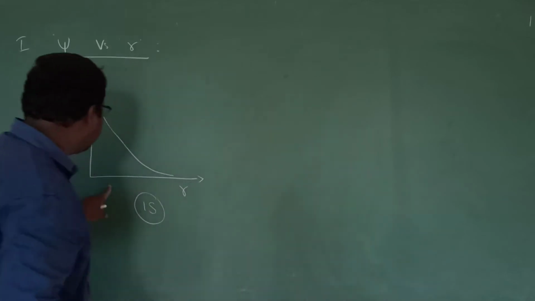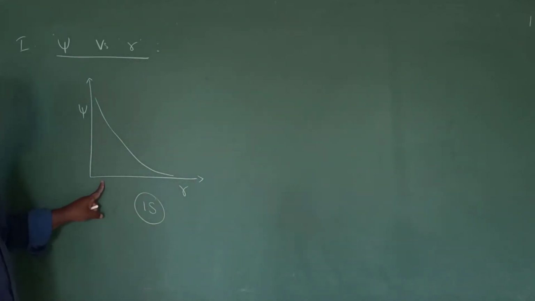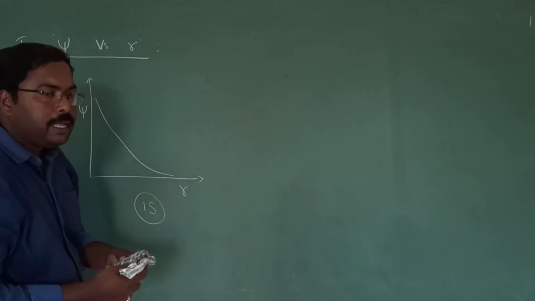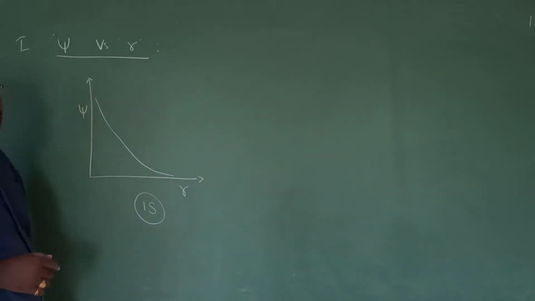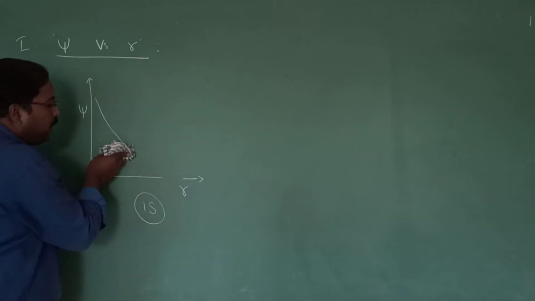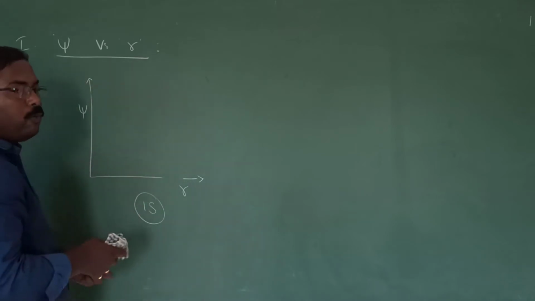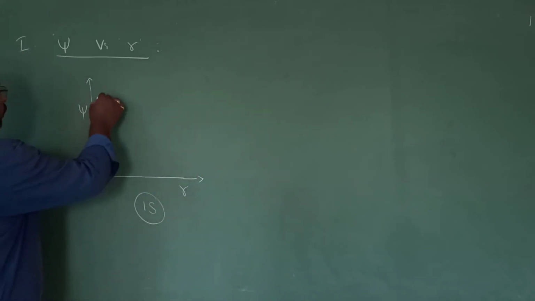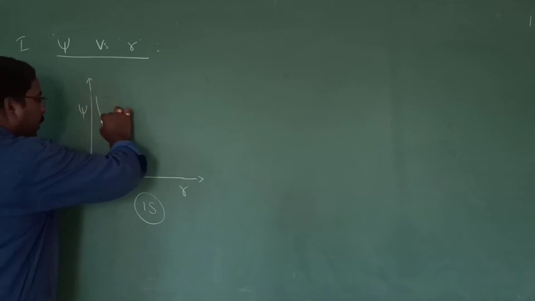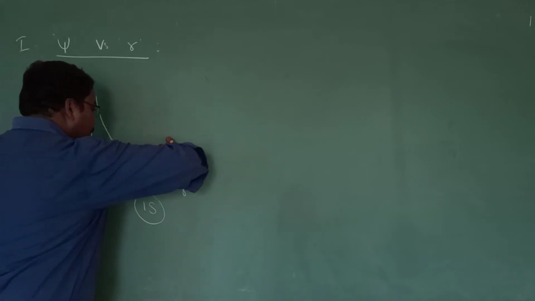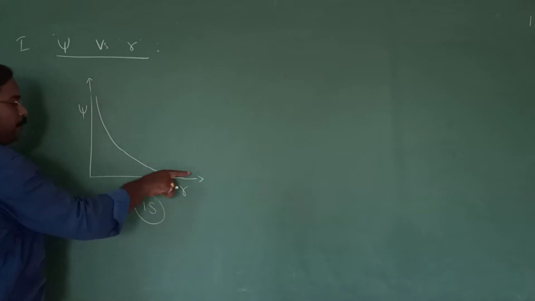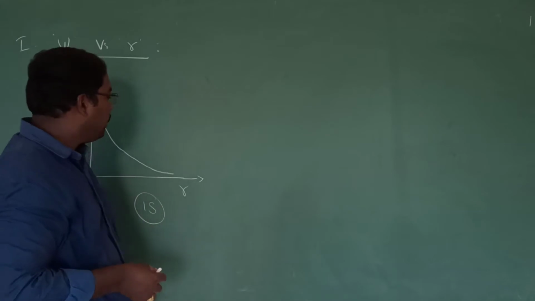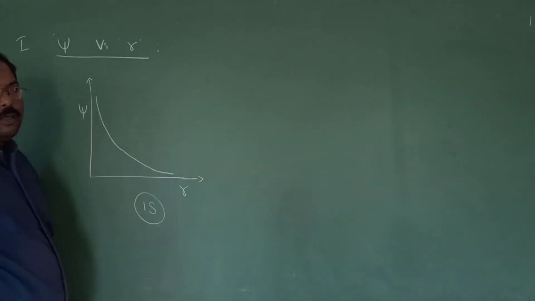When R value is small, R value small means what? The distance from the nucleus to that point is small. Nothing but the electron is very close to the nucleus. When the electron is very close to the nucleus, we know the probability of finding the electron will be more. But when you are moving away from the nucleus, the probability of finding the electron decreases. So in the same way for 1s orbital we draw.